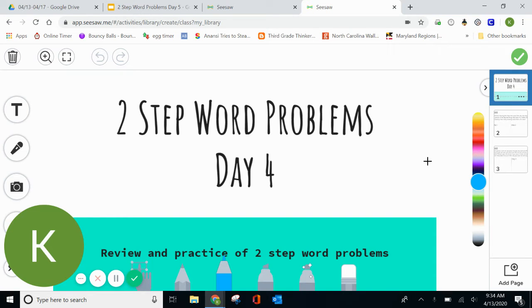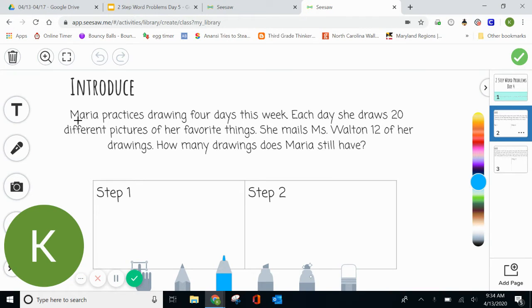Welcome back again, everybody. As you know, we're going to be continuing with two-step word problems. That's the theme of our week. Today, we're going to be looking at problems that involve multiplication, kind of like yesterday, but this time along with subtraction. So let's take a look at the very first problem.